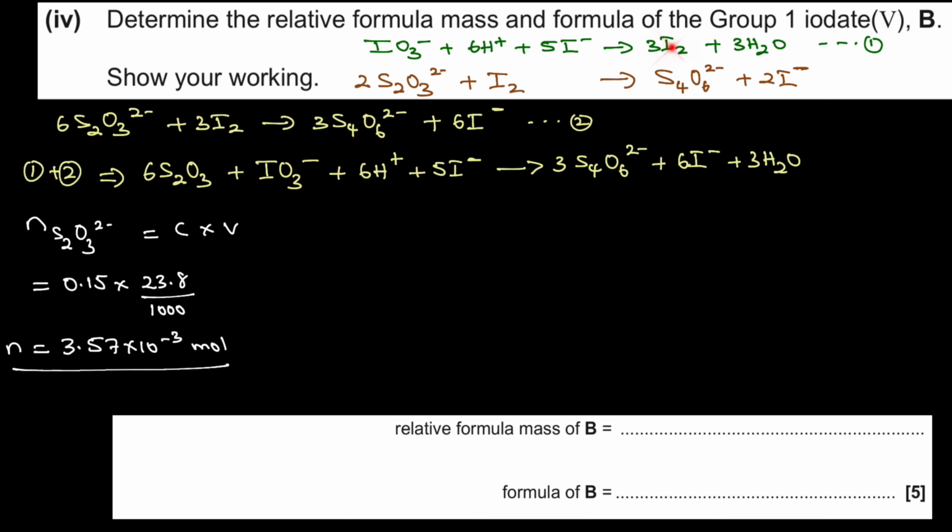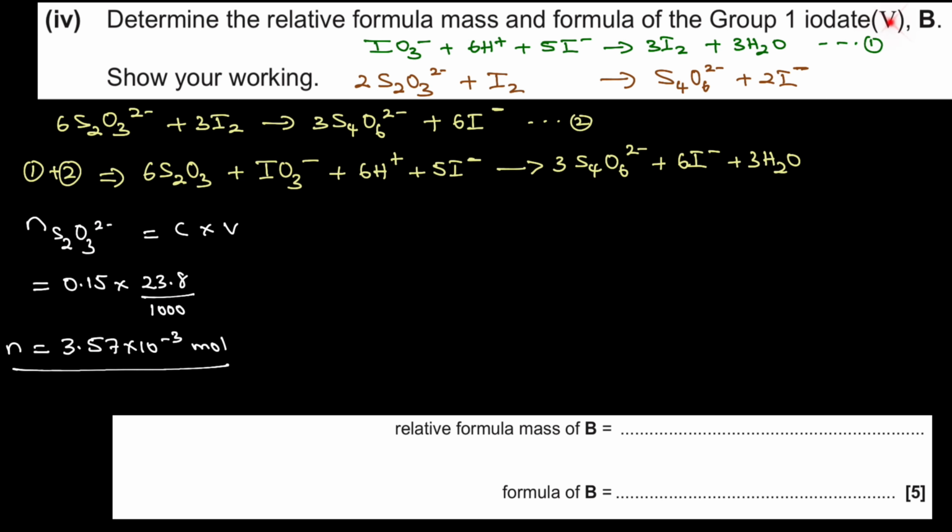and equation 2 together, the new equation that we formed, and eliminate the commonality. The common factor here is 3 iodine and 3 iodine, so that's gone. So we only have this left. And now if you look at the ratio 6 to 1, this one is 6 times that one. So if you want to find the mole of this, we need to divide the mole of thiosulphate, this one, by 6. That will give us the mole of iodate 5.